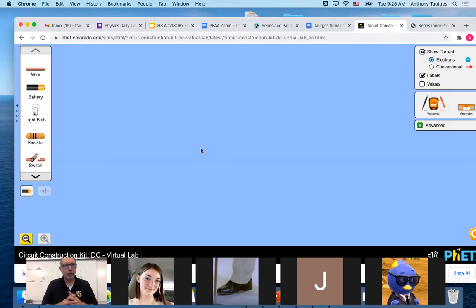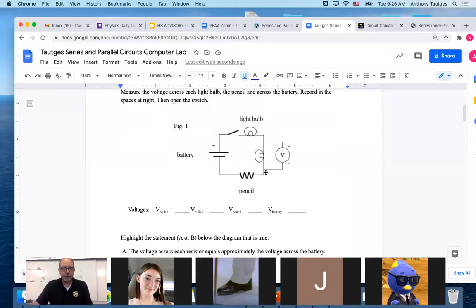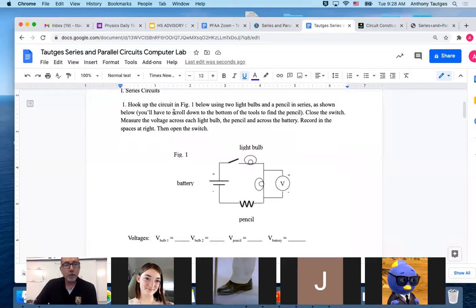So for example, let's say I wanted to wire the first circuit down here, figure 1. It says, hook up the circuit in figure 1 below using 2 light bulbs and a pencil in series as shown below. So I have a couple of light bulbs, a switch, a battery, a pencil, and a voltmeter, something to measure voltage. Well, let's wire this up.